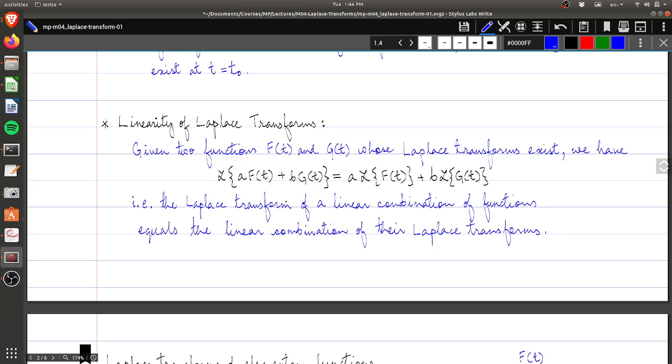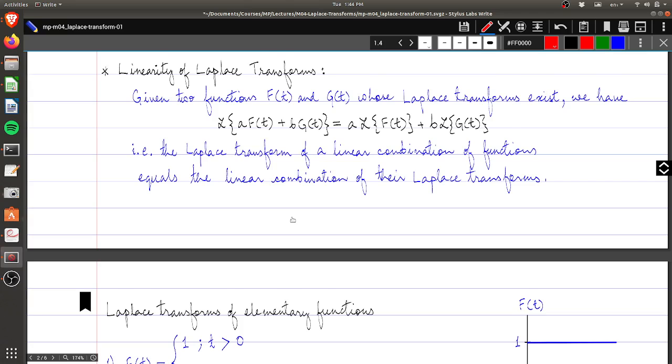Okay, so in other words, it really does not matter whether you first take the Laplace transform and then you take the linear combination, or first you take the linear combination and then you take the Laplace transform. It really does not matter. The result is going to be the same in both cases. So that is the linearity of Laplace transforms.